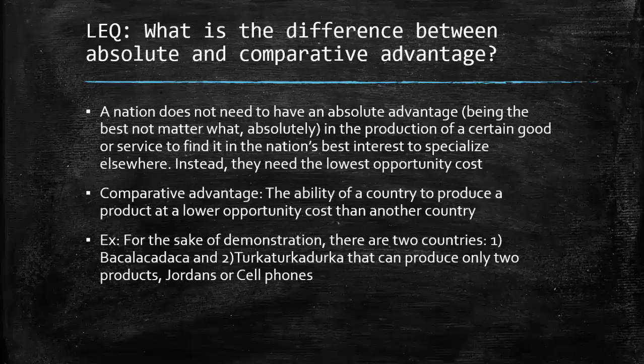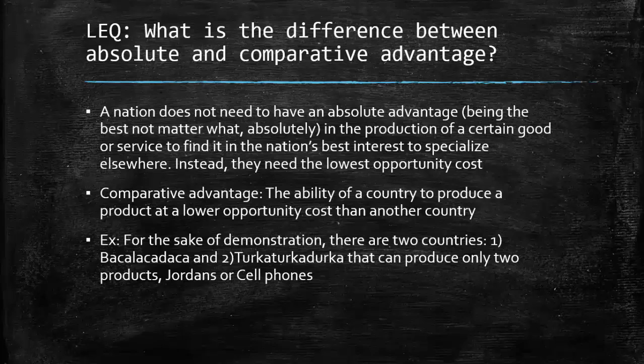Okay. Now, this is what I keep trying to allude to. A nation does not need to have an absolute advantage in the production of a certain good or service to find it in the nation's best interest to specialize elsewhere. Instead, they need the lowest opportunity cost. So that's the take-home point, guys. It's not about who can produce more. It's about who can produce at the lowest opportunity cost. And that idea takes us into comparative advantage.